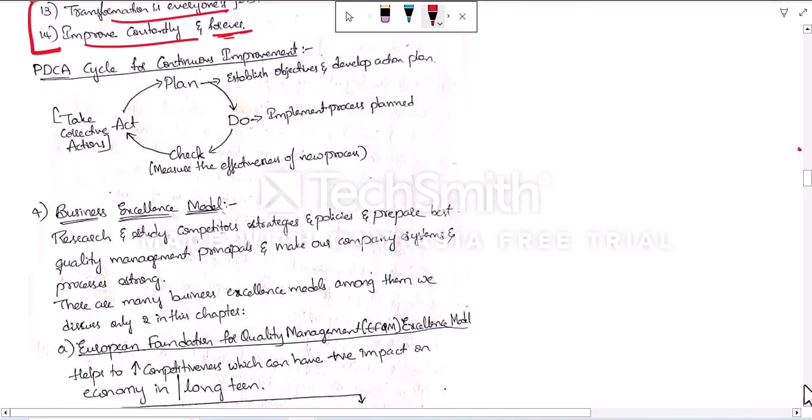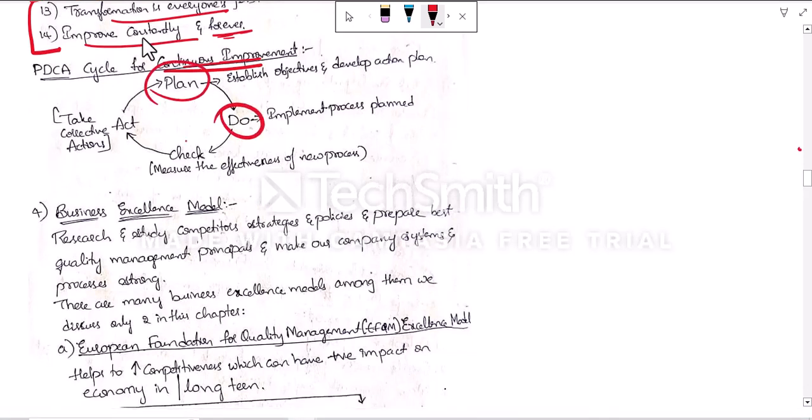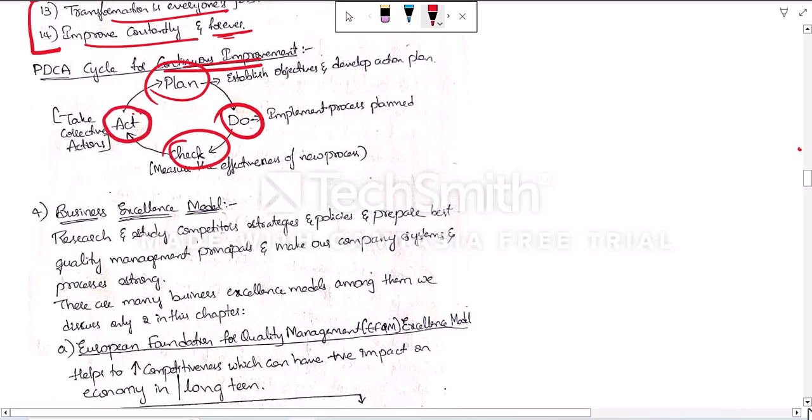PDCA cycle, it is for continuous improvement. We should plan, we should implement that, we should check whether it is correct or not, and we should take the corrective actions in act stage.